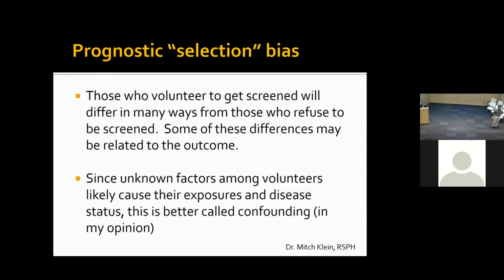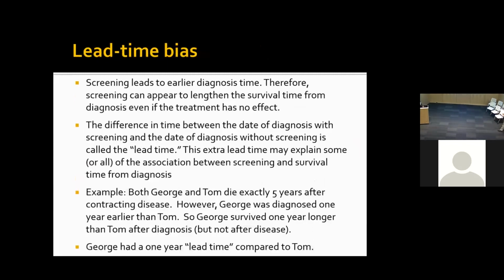Prognostic bias. Those who volunteer to get screened are often different in ways from people who don't volunteer to get screened, right? The people who go get their colonoscopy are different than people who don't. Some of those differences may be related to the outcome. Well, I kind of like not feeling this, kind of tired. Maybe I'm anemic. Maybe I should go get my colonoscopy. Since these unknown factors among volunteers likely cause their exposures and disease, I think it's better called confounding, in my opinion.